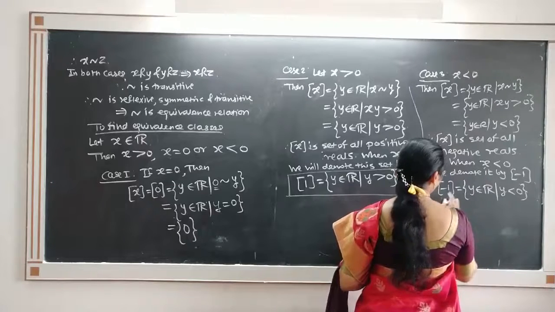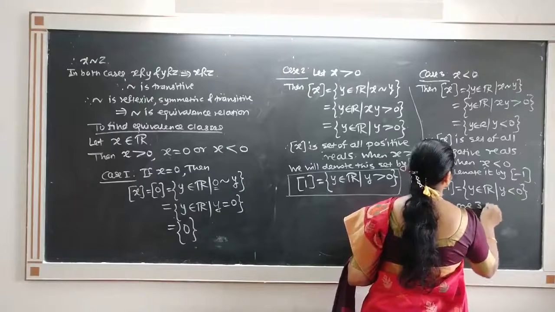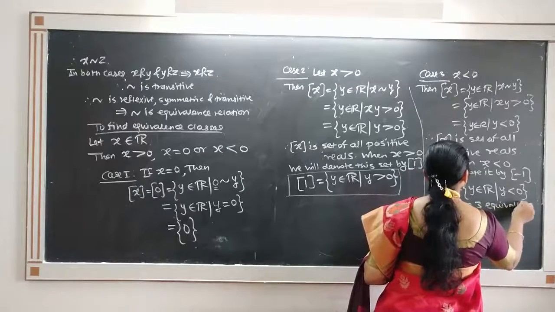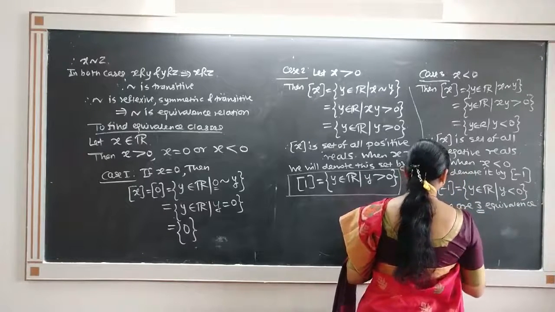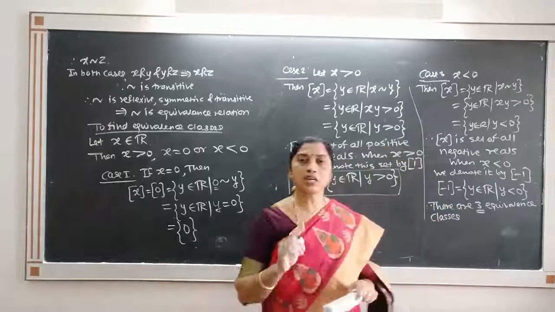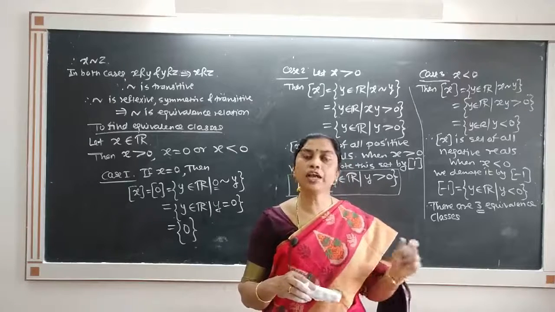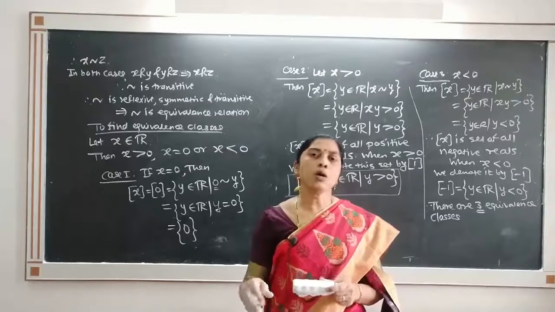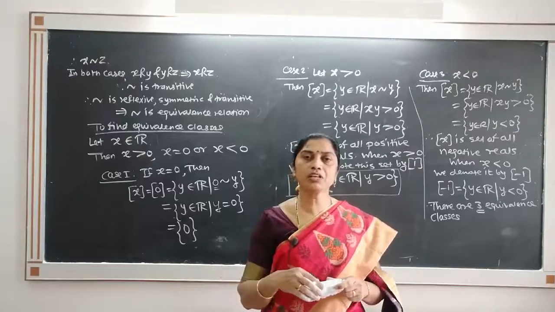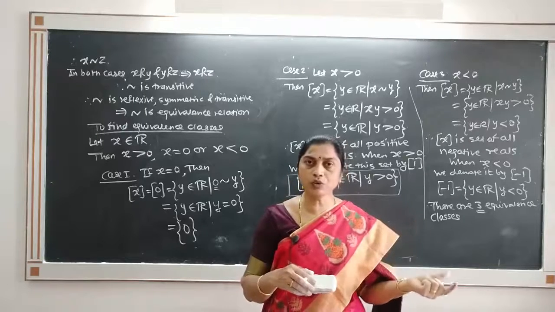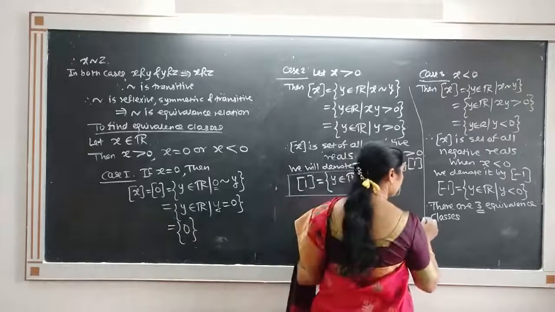So what we have, observe that there are only three equivalence classes. The first one is singleton 0. The second is set of all positive reals, and the third is set of all negative reals. If you take positive reals, then all the numbers are related because their product will be greater than 0. If you take negative reals, negative will be related with negative because negative into negative only, the product will be greater than 0. So there are three equivalence classes.